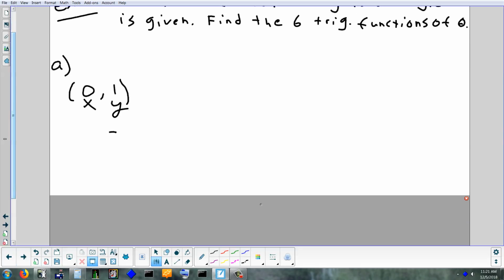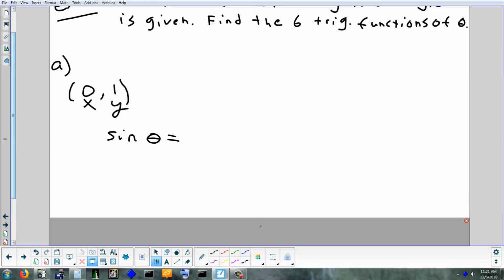Let's start with the sine. The sine is equal to what value? Yep. It's the y, and in this case the y is 1, and that's it. You're done. That's what a question would be like on the test. You get a coordinate, you write the trig function. We're going to keep going and do all 6. Cosine, what's that equal to? 0. It's the x value, which is 0.